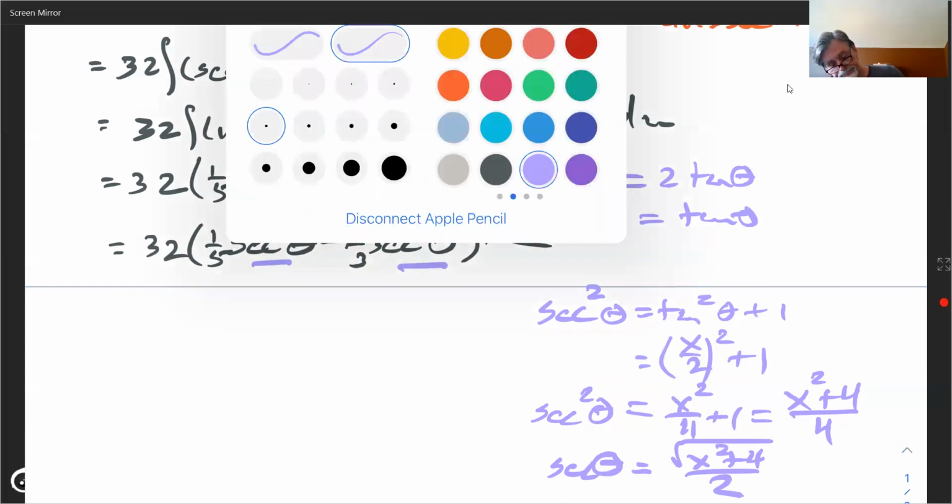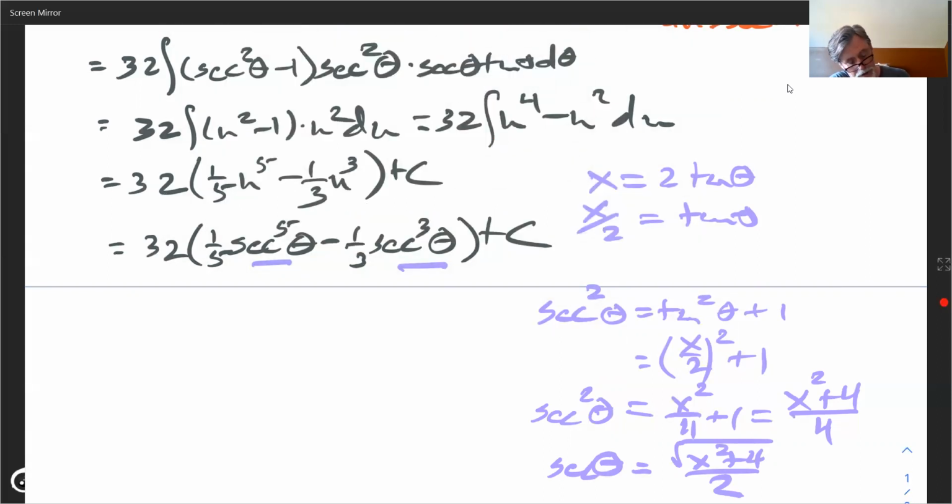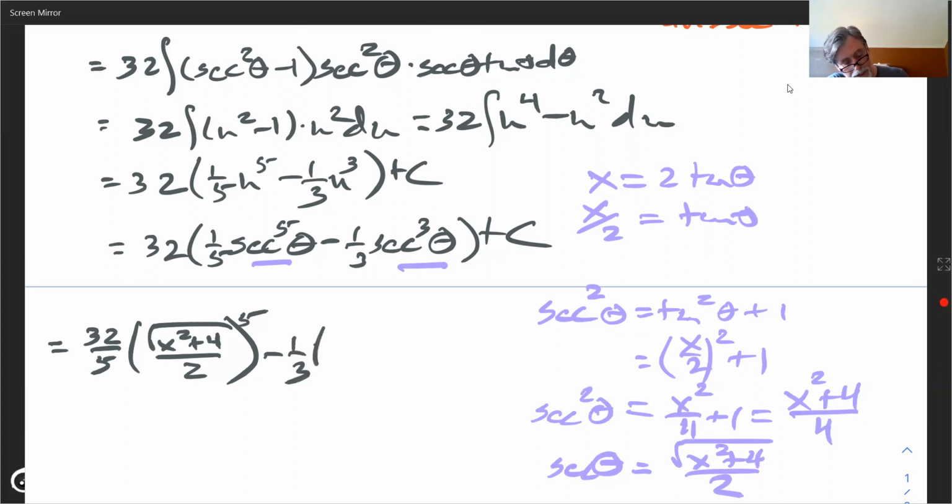So let's do that. I know, you can hear, I'm tired too. We have, I'll write it this way, 32 over 5. And then in here, we've got this square root of x squared plus 4 all over 2, sorry, to the 5th power, okay? And then we have, what else? Minus 1/3, eyes are glazing. We've got the square root of x squared plus 4 all over 2, this time to the 3rd.